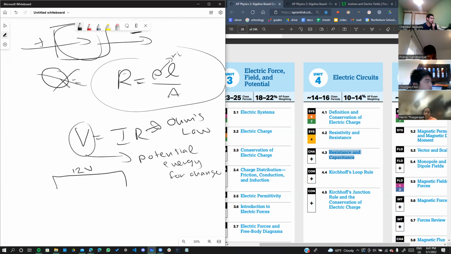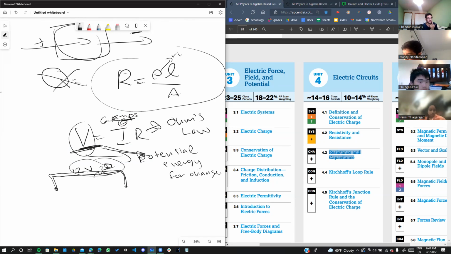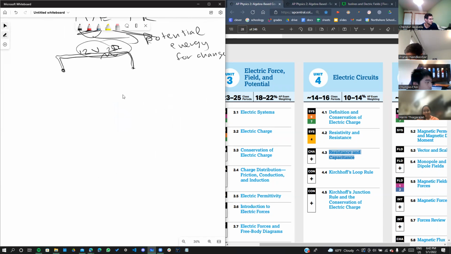So let's say we have a 12 volt drop from one spot to another, and a resistor of 2 ohms. Then the current would be 6 amps. Understanding what voltage truly means is good to know. I highly recommend searching up what voltage is. It'll help for this unit a lot. So that's that. Capacitance. Okay, do I have to talk about capacitance? All right.